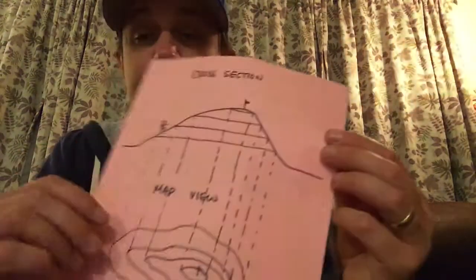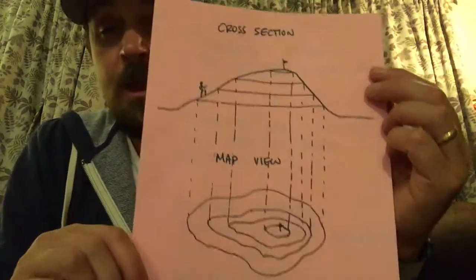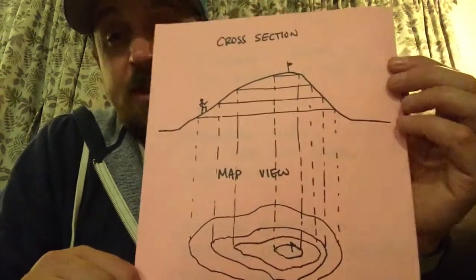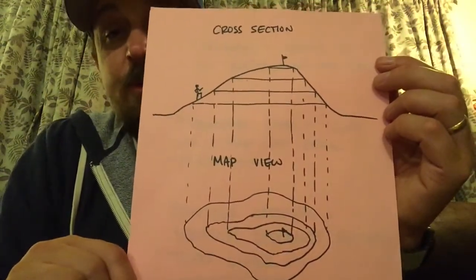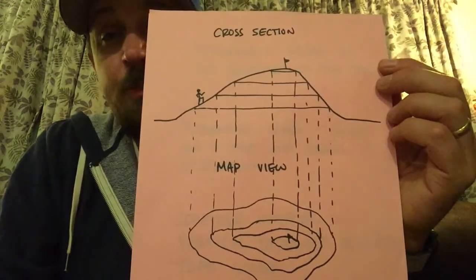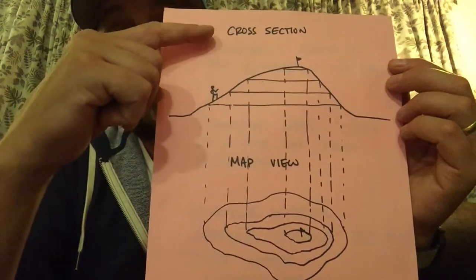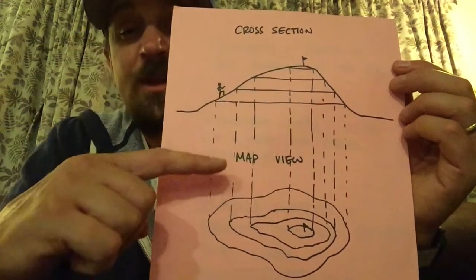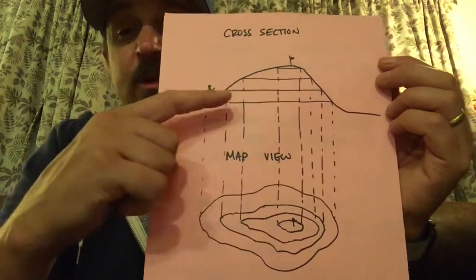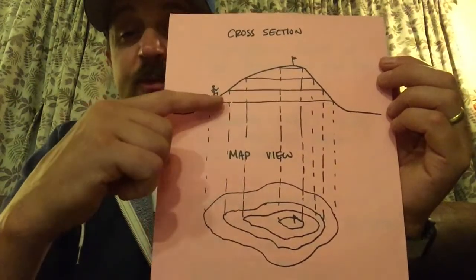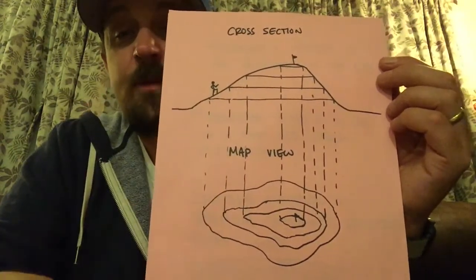So we've got a picture here. I drew you a picture here. It might take a minute to really figure out what's going on. It's a little sloppy, but you can figure it out. Up here we're in cross section. Down here we're in map view. So it's a picture of the same thing, side view and an overhead view.